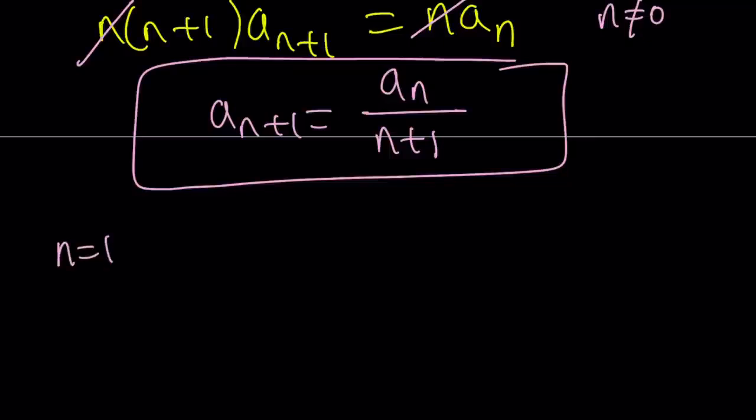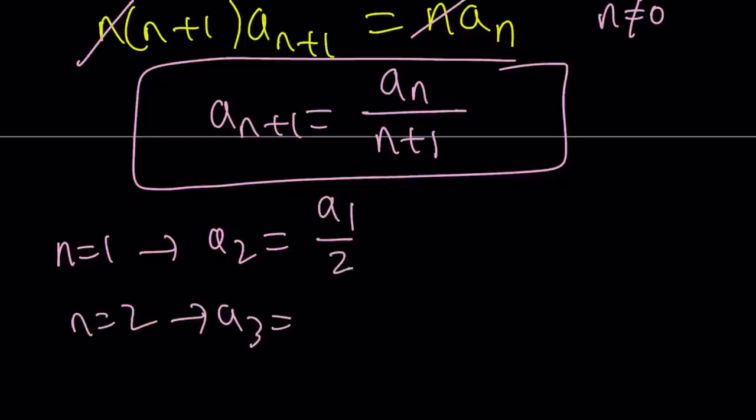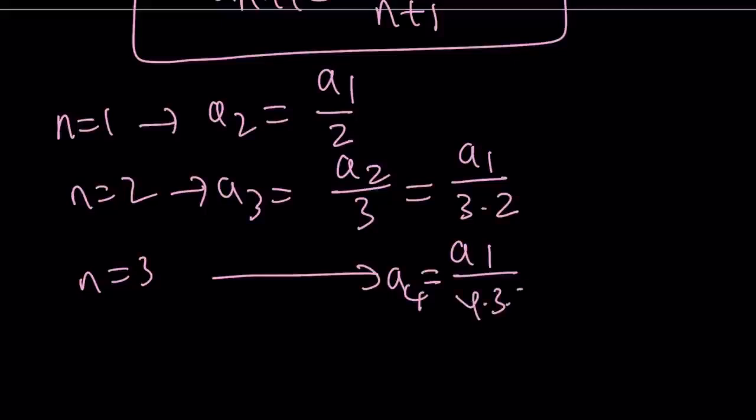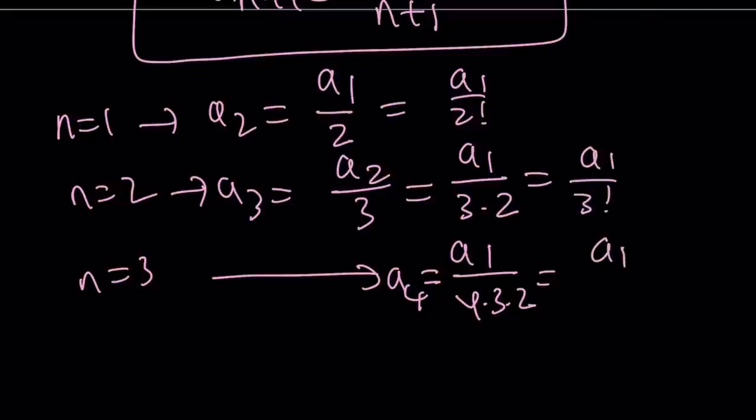For n equals 1, this means a sub 2 is going to be a sub 1 divided by 2. For n equals 2, this is going to be a sub 3 equals a sub 2 divided by 3. But since a sub 2 is equal to a sub 1 divided by 2, that is going to be a sub 1 divided by 3 times 2. With n equals 3, for a sub 4, you're going to get a sub 1 divided by 4 times 3 times 2. And obviously, these can be written as factorials. Yay! That's the fun part, because this is going to turn into something amazing at the end. So those are my coefficients.